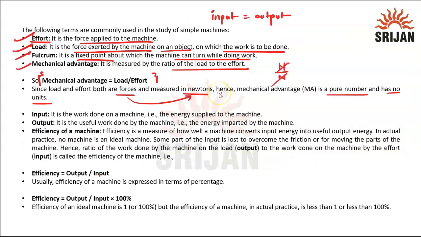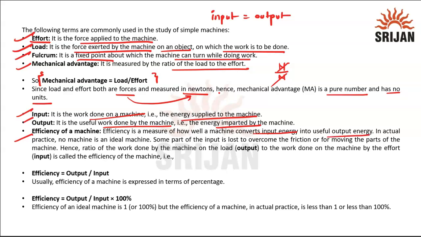Okay. Now let us come to the input and output, as I told you. Input, as I said, is the work done on a machine, and it is nothing but the effort, the energy supplied to the machine. And output is the useful work done by the machine, which is the load. The energy imparted by the machine means the work that you are getting out of the machine. And utilizing that, you can actually calculate the efficiency of a machine, which converts your input energy into useful output energy.